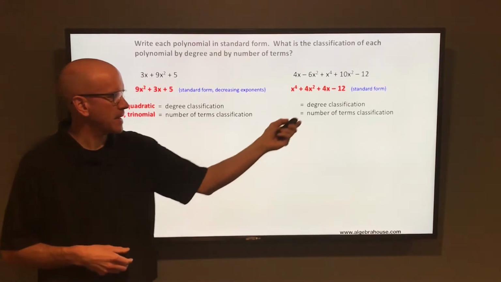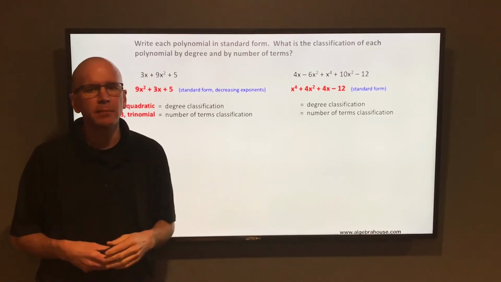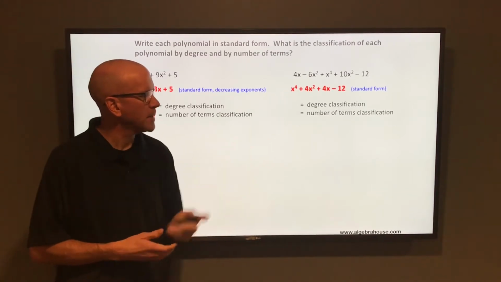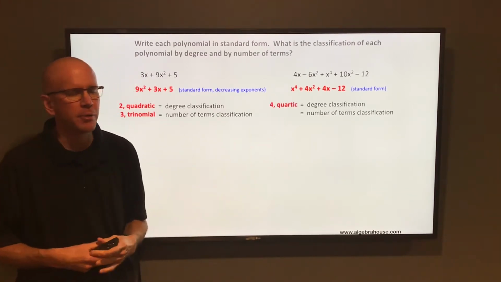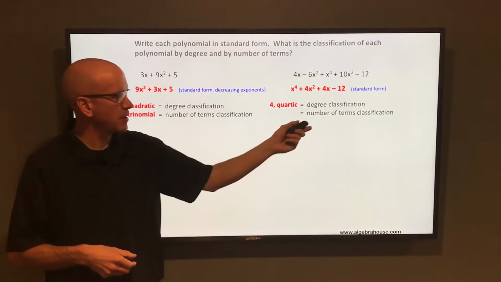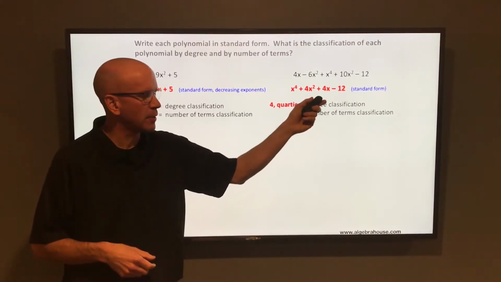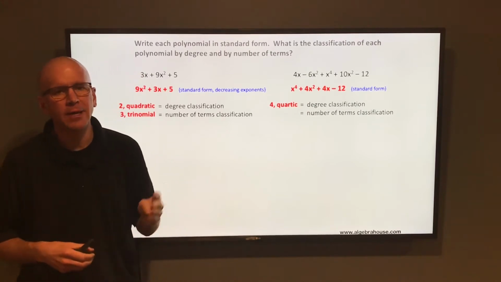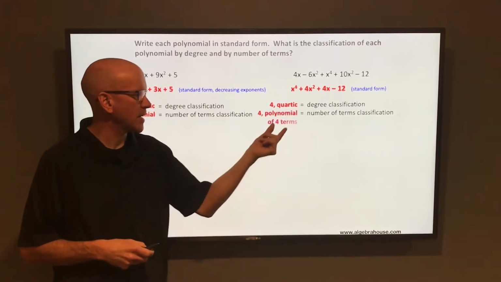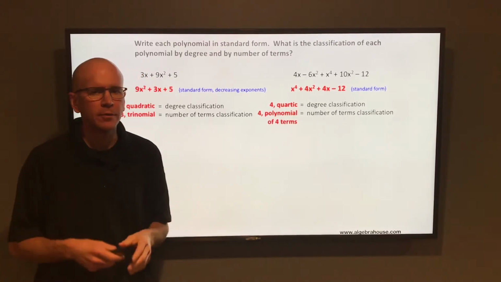To classify that by degree, you look at the highest exponent. The highest exponent is 4. So that'd be a 4th degree polynomial, also known as a quartic polynomial. And to classify by the number of terms, count the number of terms. There are 4 terms there. Anything over 3 terms, anything over trinomial, you simply state that that's a polynomial of 4 terms.